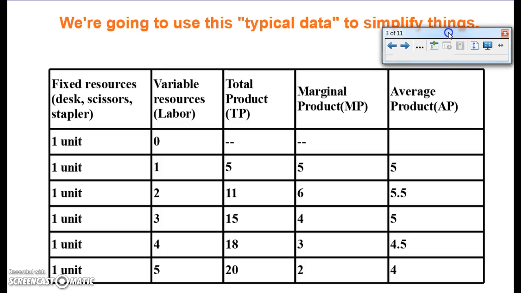So just to review for a moment, in the short run, capital resources are fixed. So the fixed resources in the short run were the desk, the scissors, and the stapler, and you had just one unit of each. Over time, we continued to add more and more units of labor, and so what we were looking for was what is the relationship between units of labor and output. So as we added each unit of labor, what happened to total output or total product, what happened to marginal product, and what happened to average product.